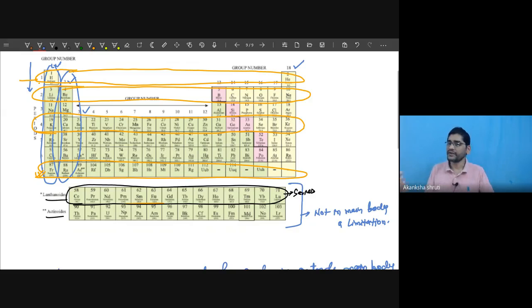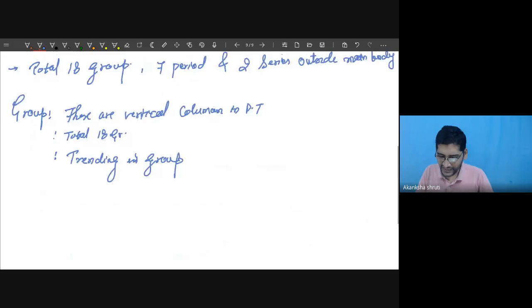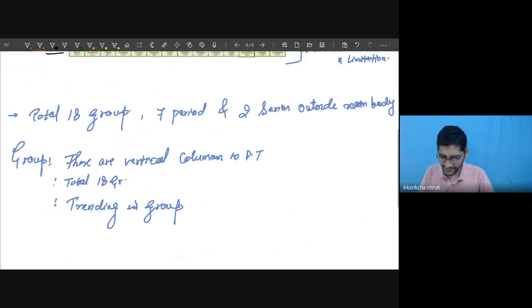Means even if light is falling on it, the electrons are able to come out of their surface and move into the environment. They are so free that these electrons can be lost very easily. So electron losing capacity increases down the group. These are called trends. So what are the various trends that we will write? So trends in the group, that we will write.